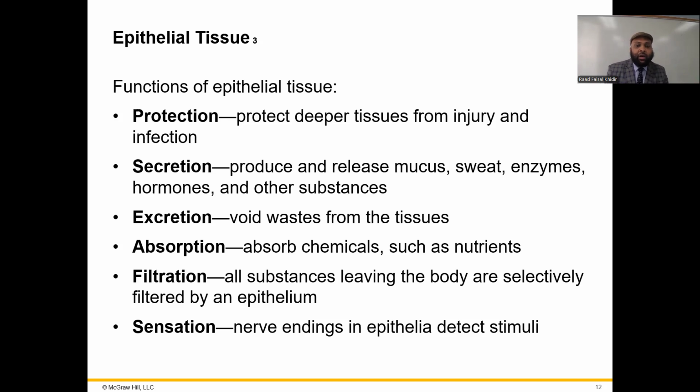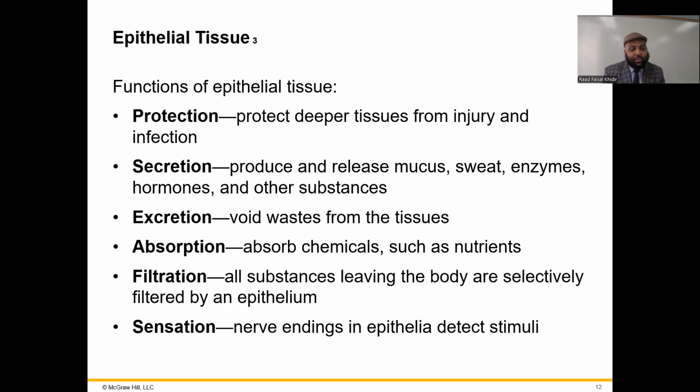Secretion: epithelial cells produce and release mucus, sweat, enzymes, hormones, and other substances. Excretion is voiding waste from the tissue. Absorption: we absorb chemicals such as nutrients. Filtration: all substances leaving the body are selectively filtered by an epithelium.